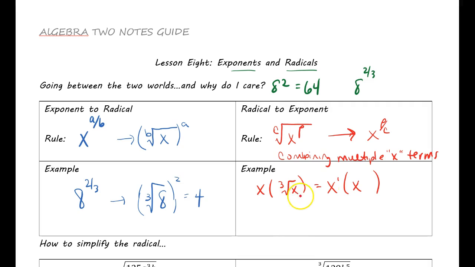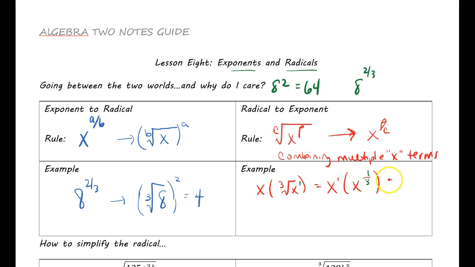Now, I need a numerator and a denominator. Well, the numerator is whatever power this is being raised to. When no power is visible, it's just a 1. There's an invisible 1 there. So that would be my numerator. The 3 is the index, so it would be my denominator. And hopefully you see it, but the power of this now kicks back to last week, guys.